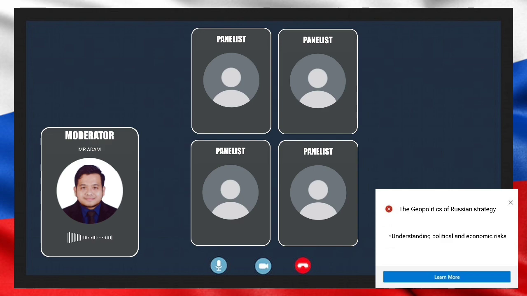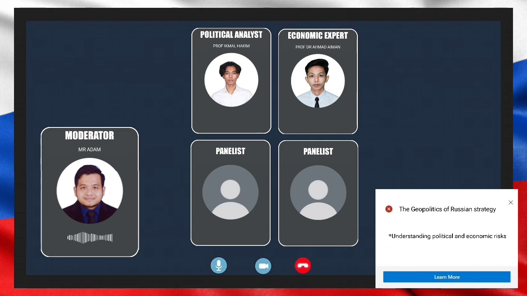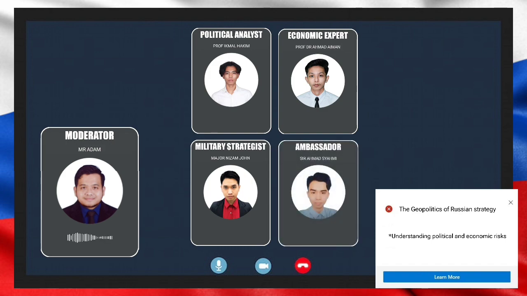Before we start our forum, let me introduce our panelists for today. Professor Ikmal Hakim as political analyst, Professor Dr. Ahmad Aiman as economic expert, Major Nizam John as military strategist, and Sir Ahmad Syahmi as a former diplomat and currently ambassador. Without further ado, let's start our forum with Dr. Ikmal Hakim. Dr. Ikmal Hakim, can you share your opinion based on politics?